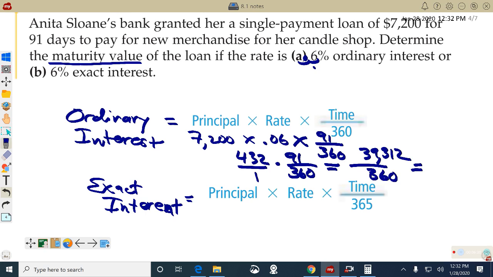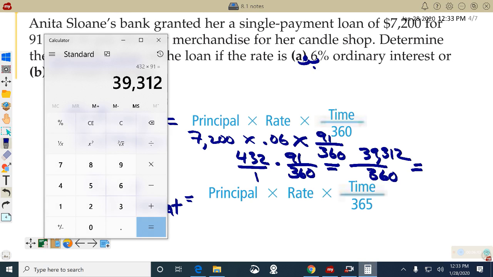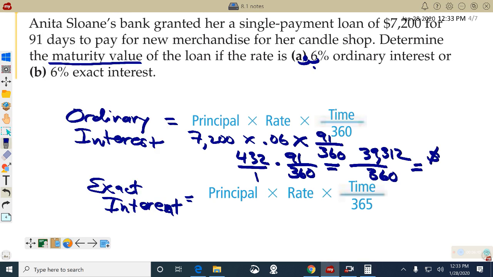That would be the interest that the bank will tack on to the principal. In other words, it will be what the bank makes a profit on. How much will the bank make in profit? Let's see. 39,312 divided by 360. It's $109.20. So the bank will make $109.20 for lending Anita the $7,200.